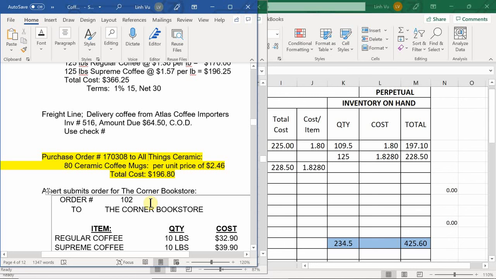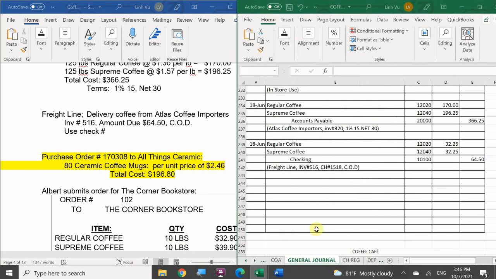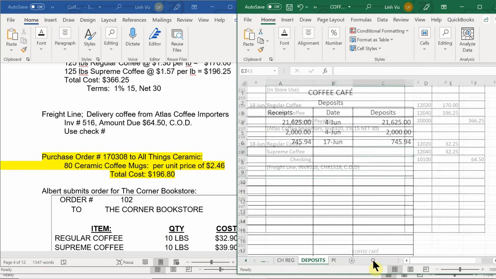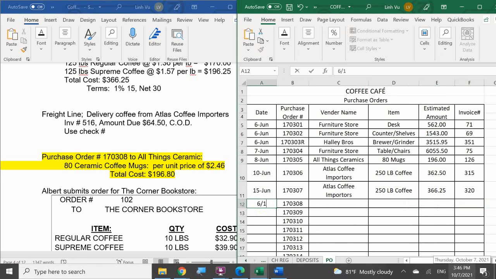So in this case, we have another purchase order, purchase order number 170308. And what did we order? Purchase order, ceramic cup, coffee mug. So we're just going to do a purchase order. I think it's ceramic. All things ceramic.